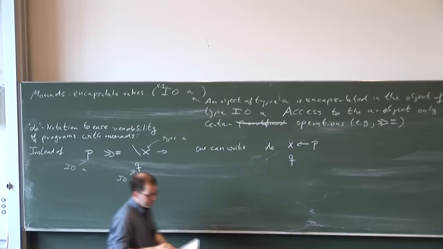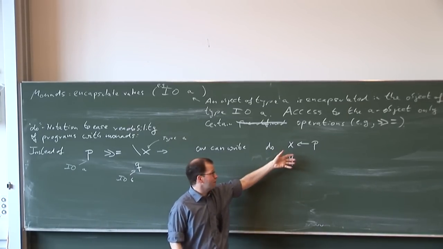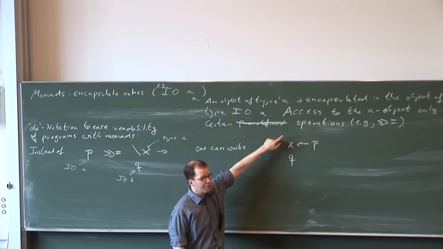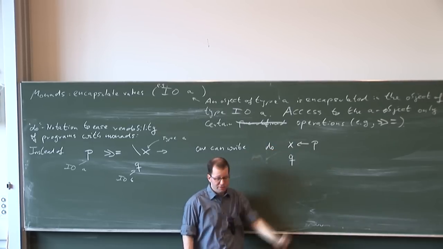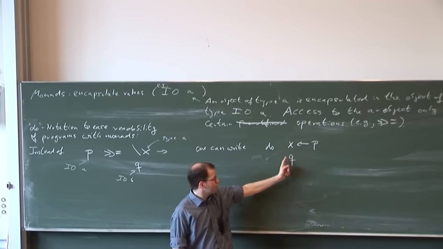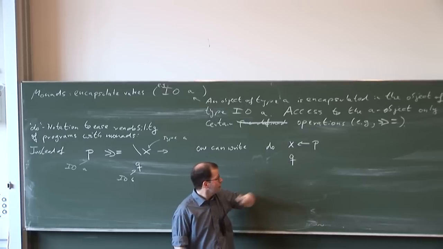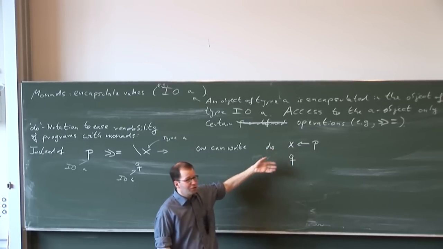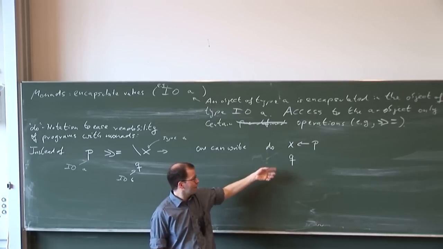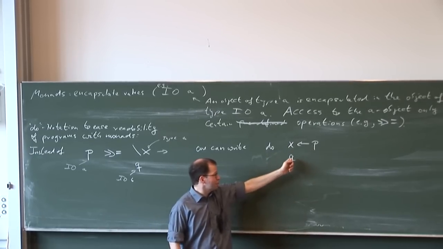So what does this mean? This do opens up a new block of declarations. If you like, you can also write this with curly brackets and with semicolon, but you can also use this offside rule, which says that if you write things below each other, then they belong to the same recursive block. And now what this says is, you can read this like an imperative program. X is the value of P, and then afterwards you do Q.